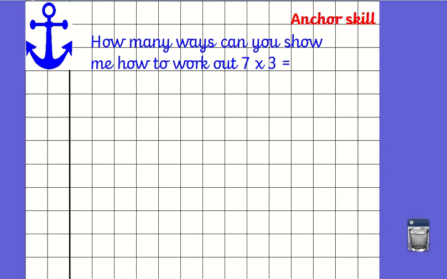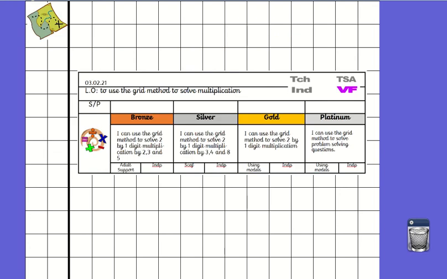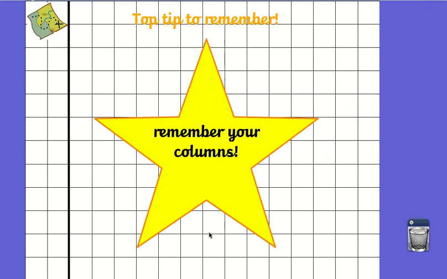Okay, now you've done that, we'll look at our success criteria. So today, you're going to use the grid method to solve multiplication, but it's going to just be in a more wordy way, okay? So your success criteria is very similar to the last couple of days. We're still using numbers today, okay? My top tip is still remember your columns. It's really, really important. And I found with the children at school, they're forgetting that in your tens column, you are timesing by 10, okay? That number is always 10 times bigger.